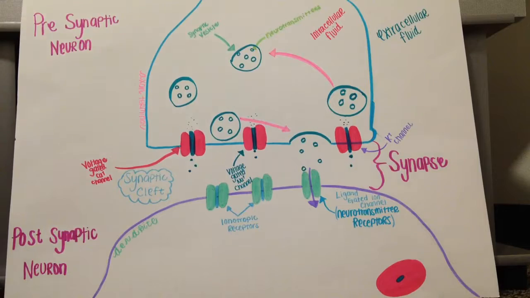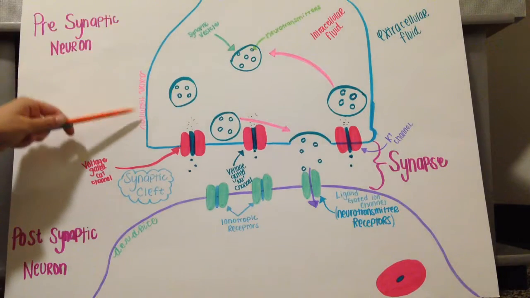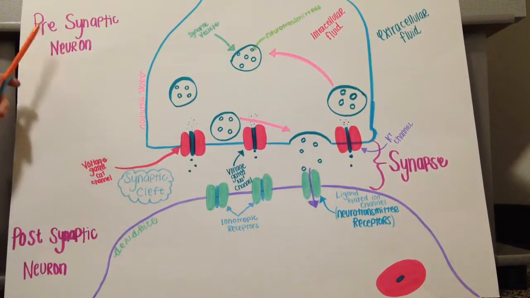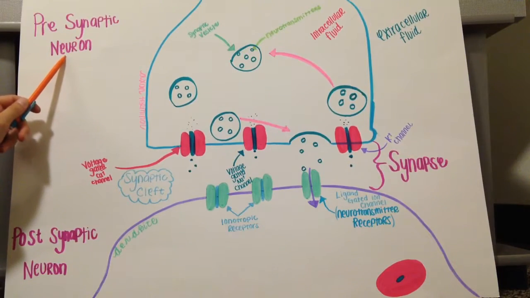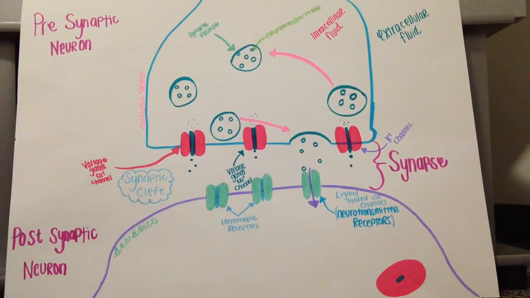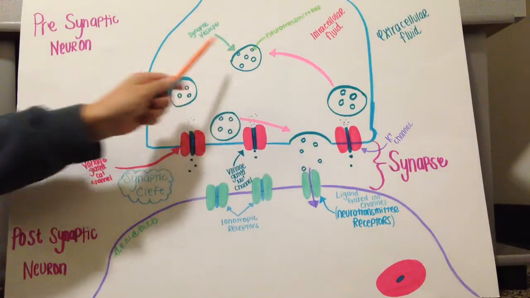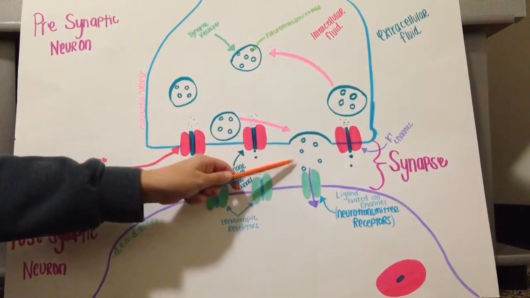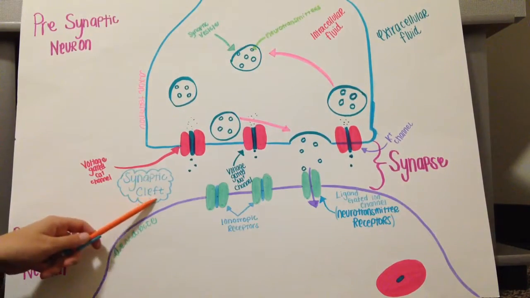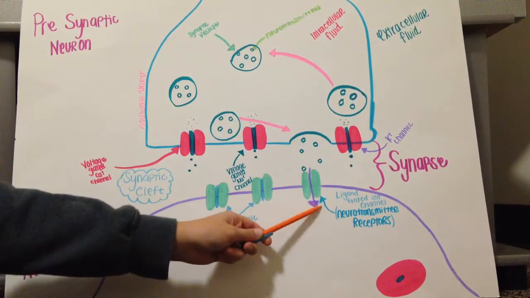When the action potential finally reaches the axon terminal, this neuron is now called the presynaptic neuron. The presynaptic neuron will take the action potential and make neurotransmitters that pass through the space, otherwise known as the synaptic cleft. This then goes through to the receiving neuron or postsynaptic neuron.